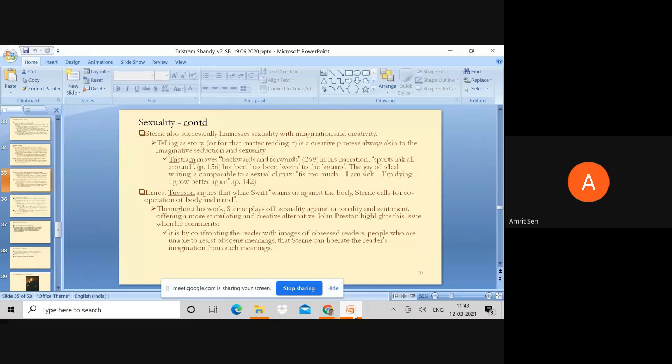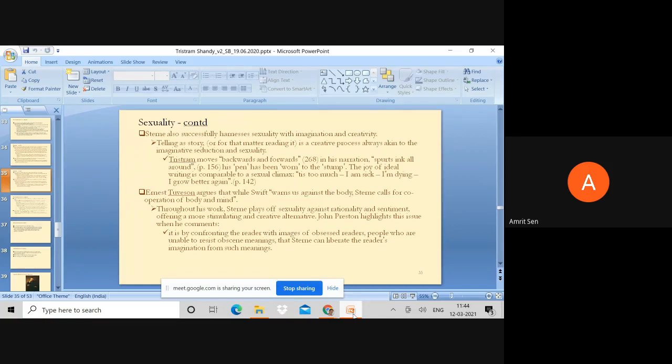So while Swift is warning us against the body, Sterne is calling for a cooperation of the body and the mind, and is celebrating the sexual body. And therefore, you see, Sterne has been roundly criticized by a huge number of critics who see Sterne as somebody who's dirty, licentious, profane. But Sterne's point is that sexuality is a means of communication rather than scholasticism or sentimentality, right? So there are a lot of ideas circulating here.